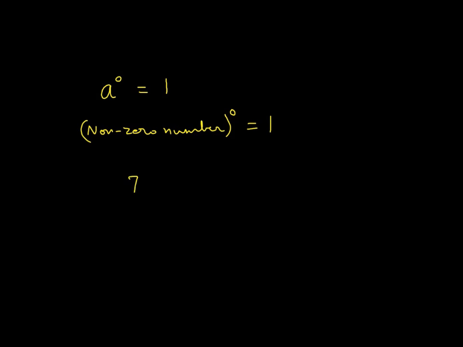So if you take 7 raised to power 0, the answer will be 1. If you take 700 raised to power 0, the answer will be 1. Or you take any number, say this rational number 3 over 5 raised to power 0, the answer will be 1 only. So you have to remember this. Any non-zero number raised to the power 0 gives you the answer as 1 only.